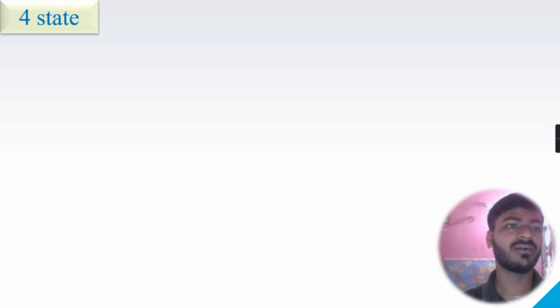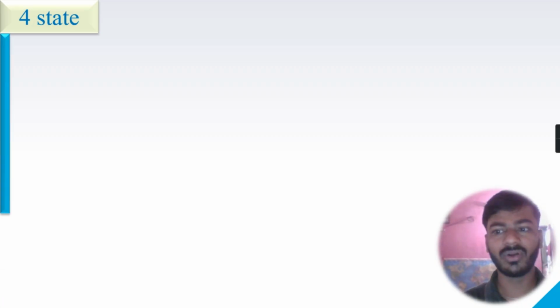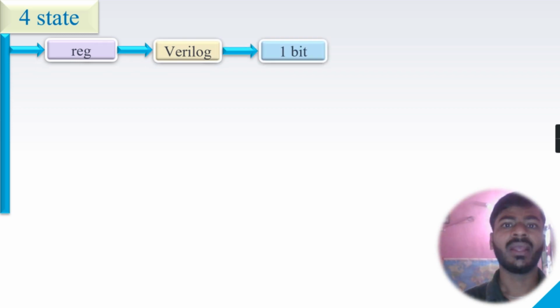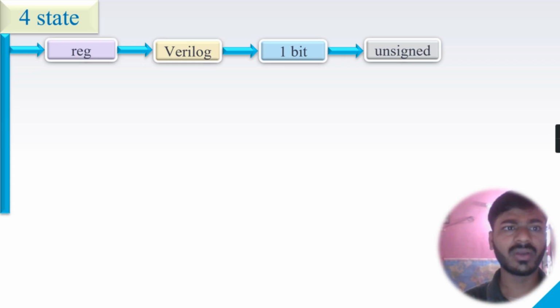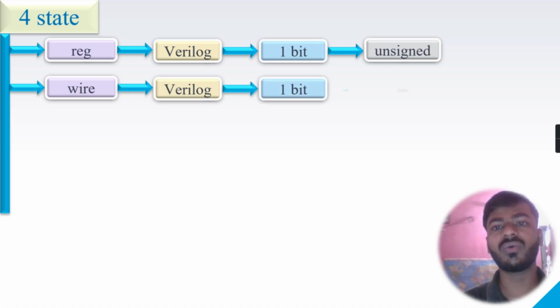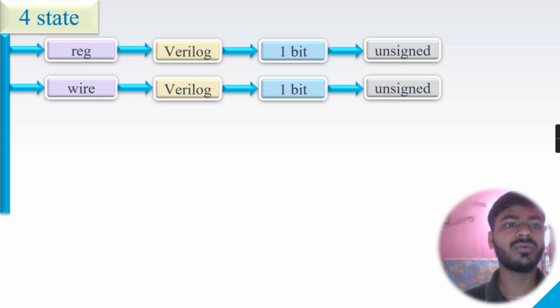Now we'll understand what the four-state data types available in SystemVerilog or Verilog are. The first is reg. Reg belongs to the Verilog language, its width is 1 bit only, and it is unsigned. Unsigned means what? Either possibility 0 or 1 only. After that, wire. Wire also belongs to the Verilog language. Its width is also 1 bit, and it is unsigned. If I talk about the difference between reg and wire, reg is a storage data type, and wire is a net data type, which is used to connect two elements only. And by default the value of reg is unknown, and by default the value of wire is high impedance.